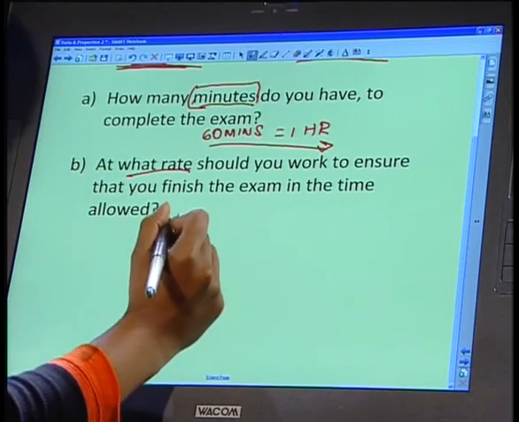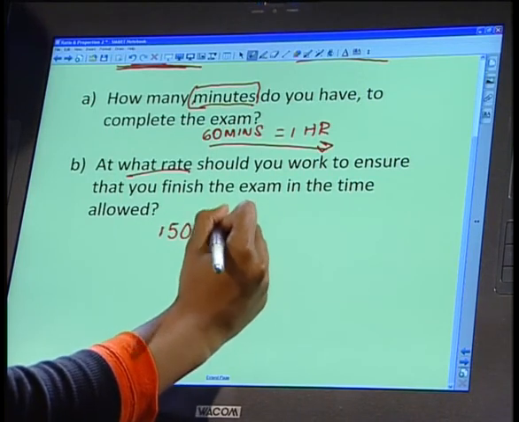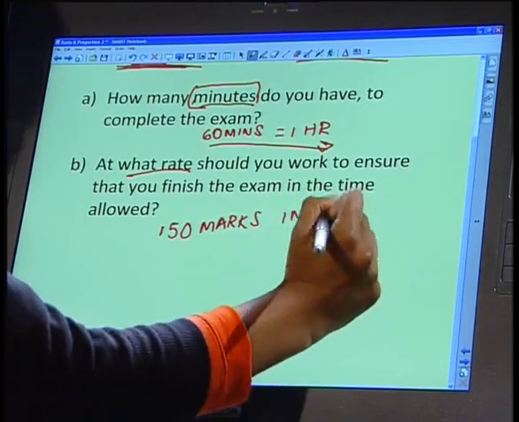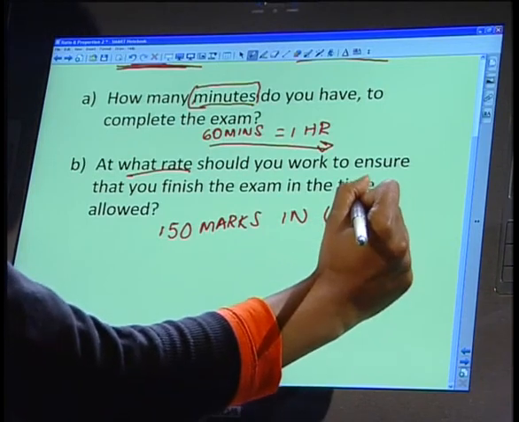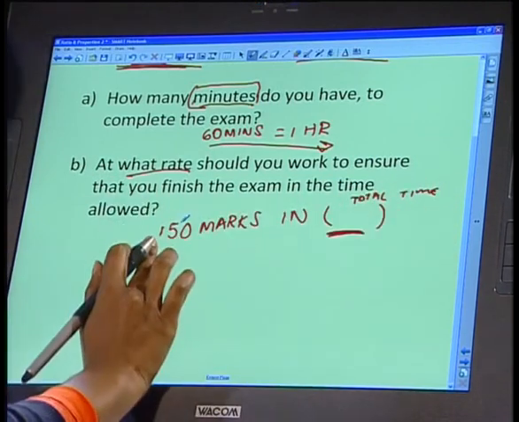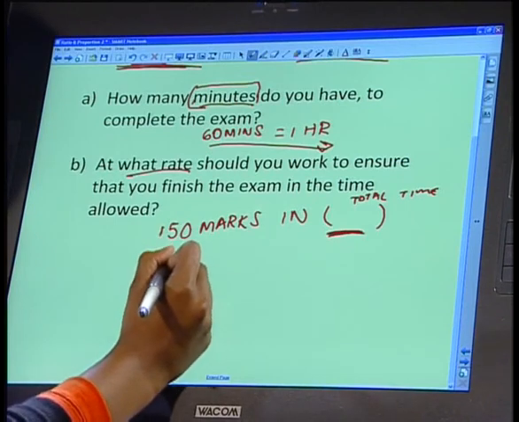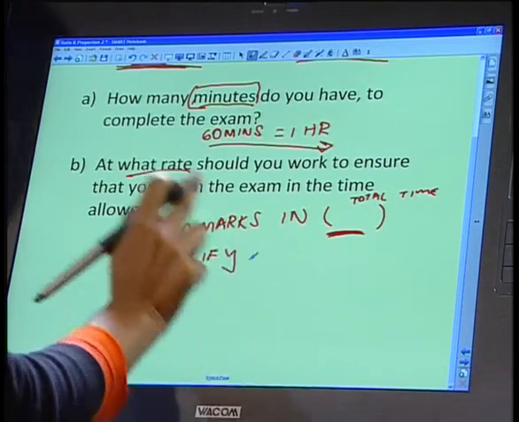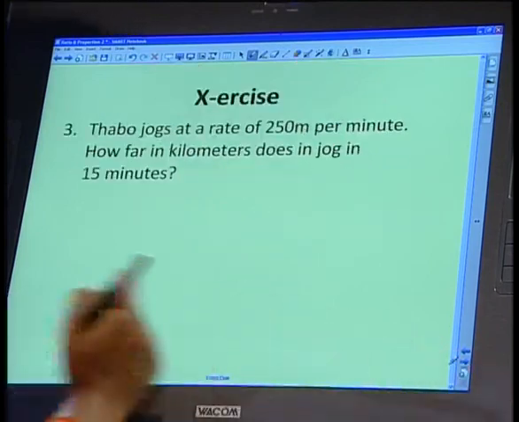And my big clue to you here is to set up a ratio. We know that it's 150 marks, which they told us, in the total time, which you would have worked out here in minutes, so keep it in minutes. So this is your total time in minutes. So it's 150 marks in a certain amount of minutes. And all you're going to have to do from there is simplify your ratio. And that will get you to the answer of what rate you should be working at. Something everyone needs to know for the end of the exam.